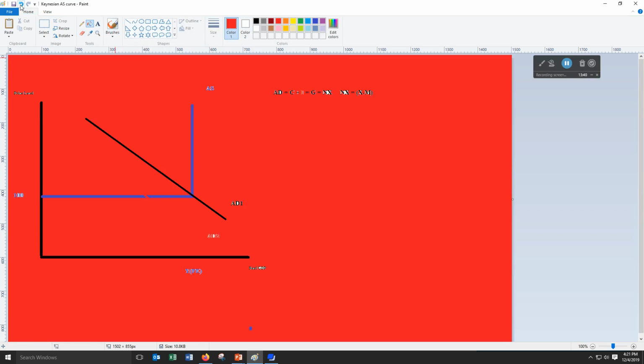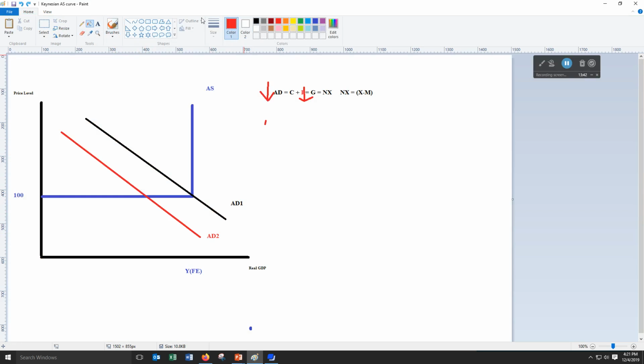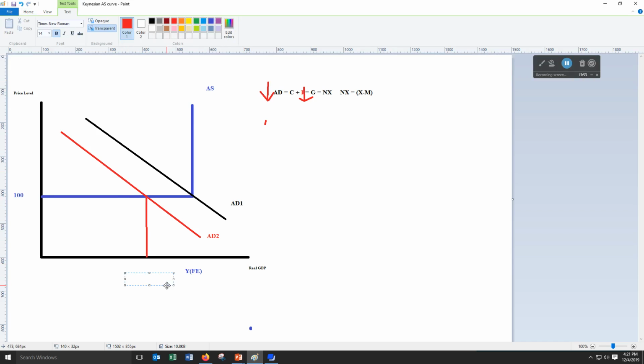What did it do? Okay. To point B. And if we trace point B down here, output is at some new lower level. Here's full employment. So this economy will go into a recession.